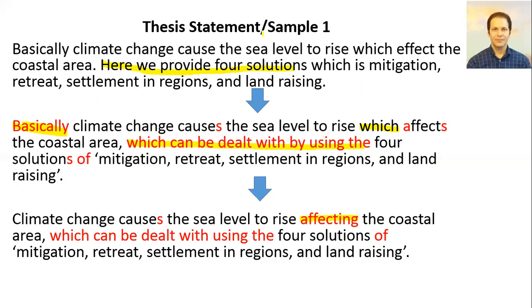So in the end, the first sample was changed to: climate change causes the sea level to rise, affecting the coastal area, which can be dealt with using the 4 solutions of mitigation, retreat, settlement in regions, and land raising.